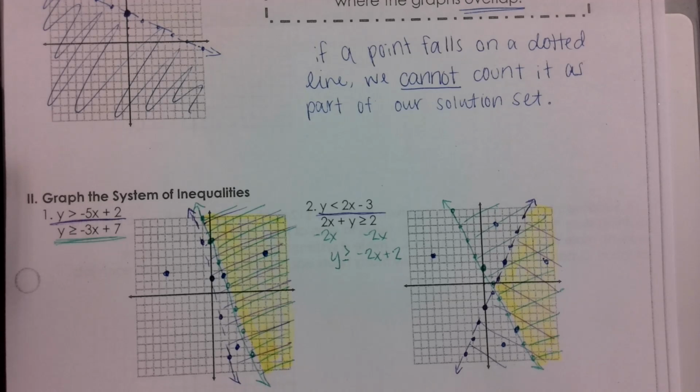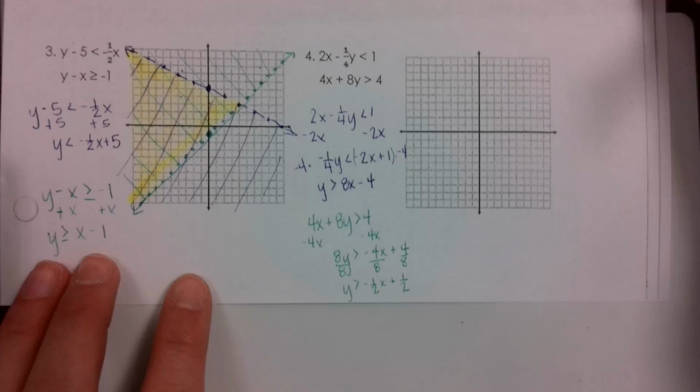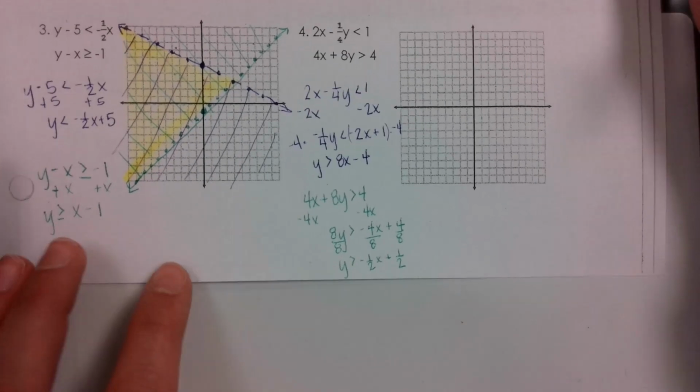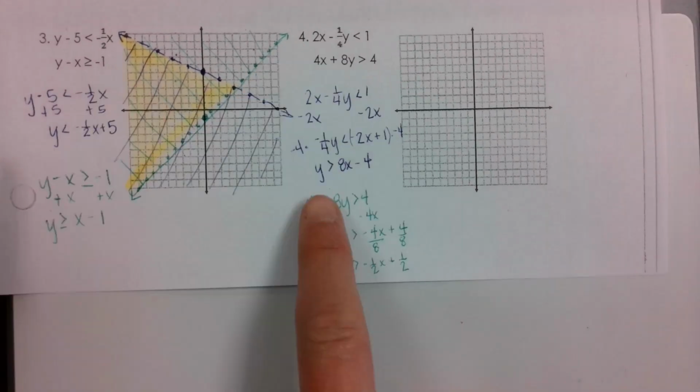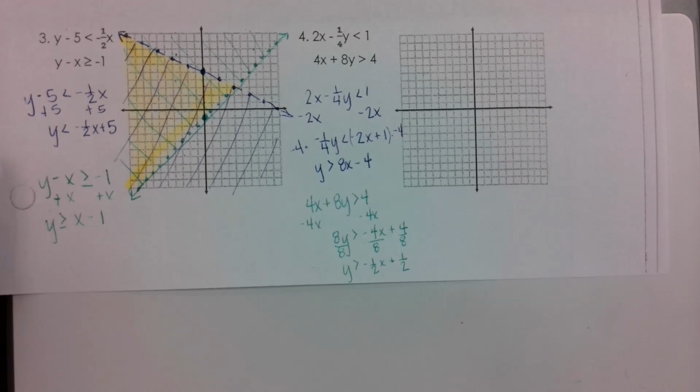All right, looks like most of us are done. So this is what we should have gotten when we solved for y on both of those. For your first equation, we should have ended up with y is greater than 8x minus 4. Why did our inequality sign switch there? You divided by negative 1/4 or multiplied by negative 4. Either way, it's the same thing. Since we multiplied or divided by a negative, you have to flip that inequality.